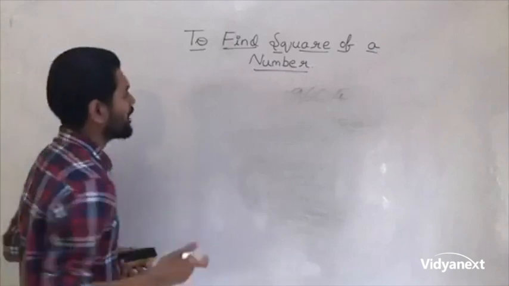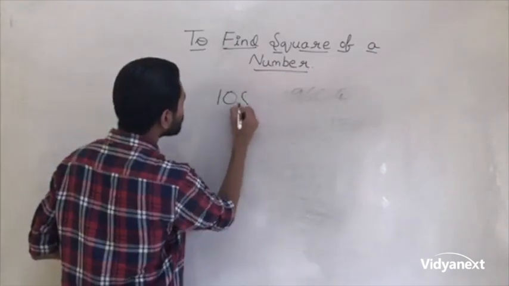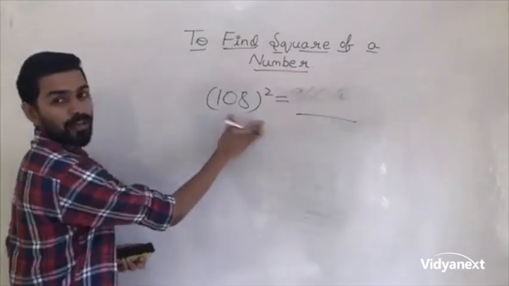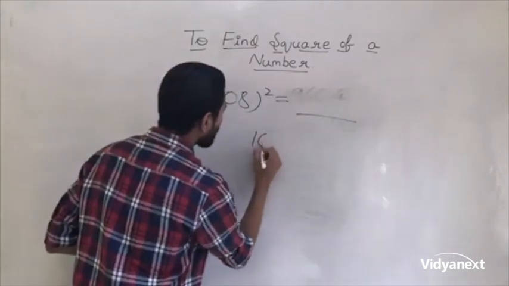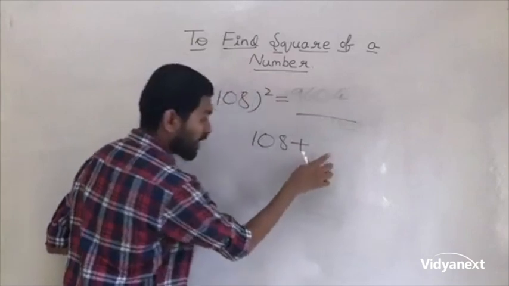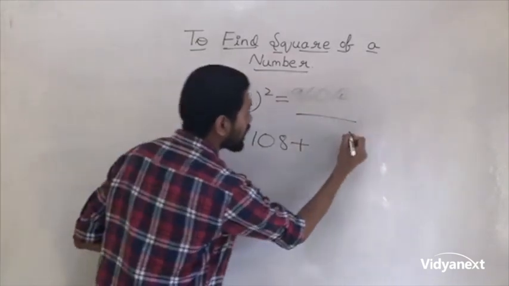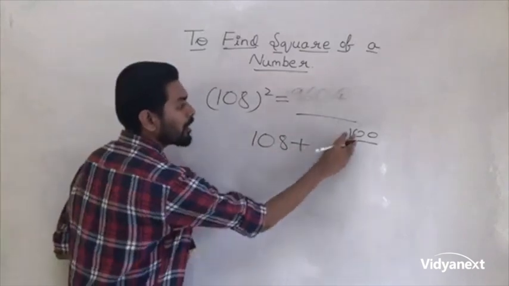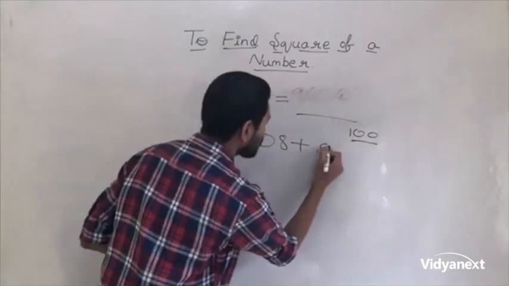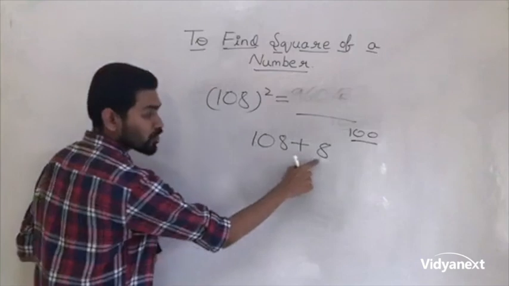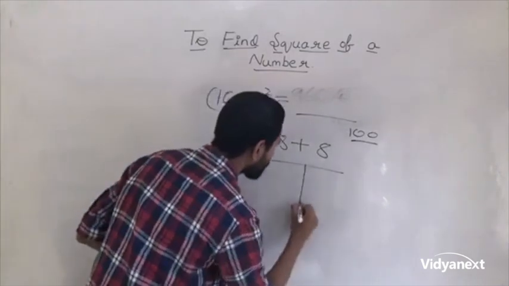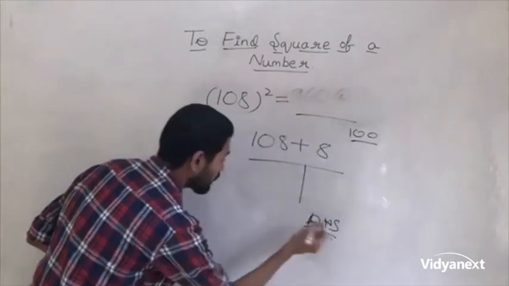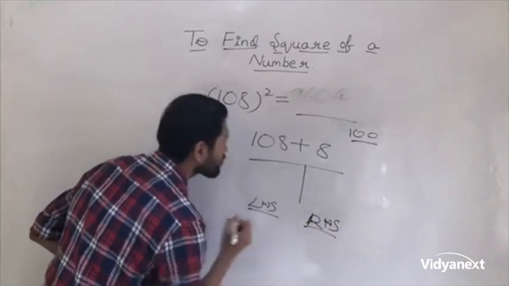Let us take 108 square. Let us try to find the value of 108 square. Now write 108. Find the deviation. Now here our base is 100. By what value is 108 more compared to 100? That is 8. Write the deviation. This is called the deviation number. Find the RHS part and the LHS part.